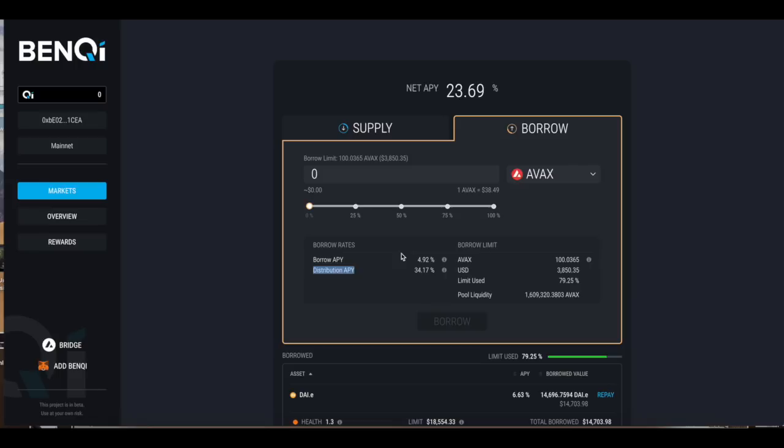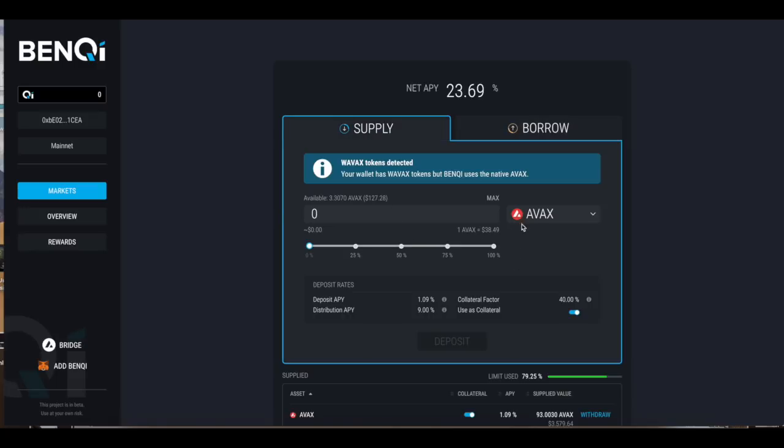So believe it or not, that's one of the ways to use it. This is where you can borrow. Once you borrow, you will go back and hit supply. Once you supply it, then you'll be earning the 1% APY and the 9% distribution APY. Let me go ahead and show you the overview of the reward.